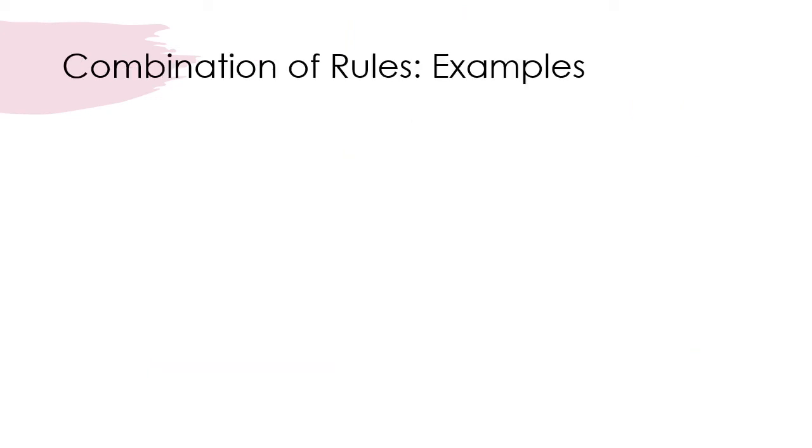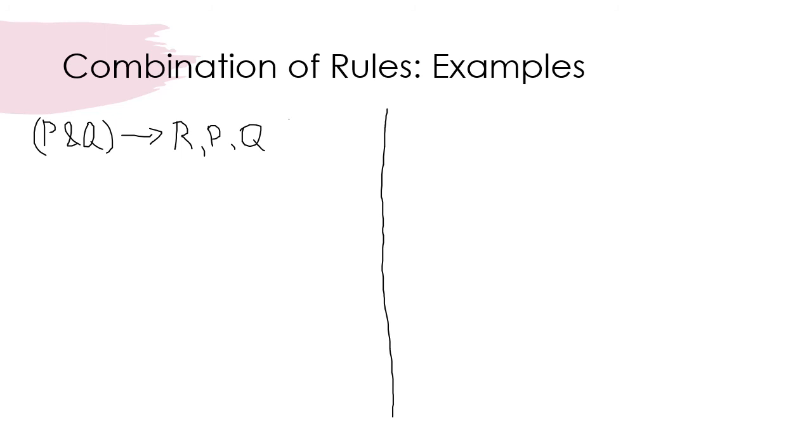Finally, let's just look at a couple of examples in which we have a combination of these rules operating at the same time. So this first one, let's say we have as a premise P and Q arrow R. And then we also have P, Q as premises, and we're looking to derive R. So we have three different premises. We have this one here, this one here, and this one here.